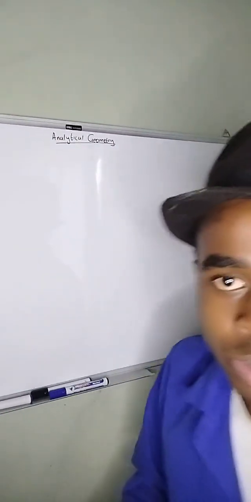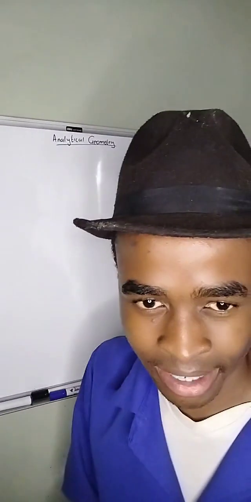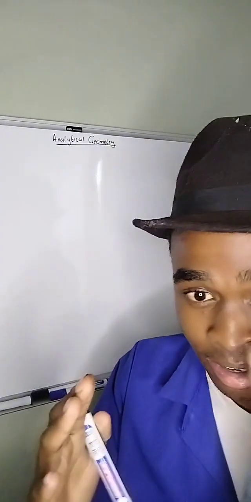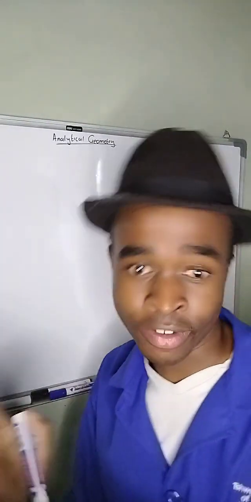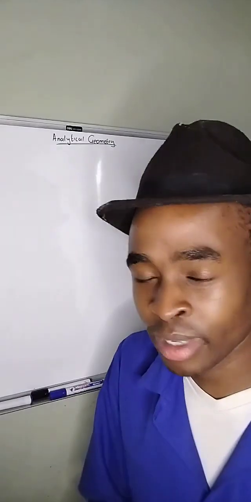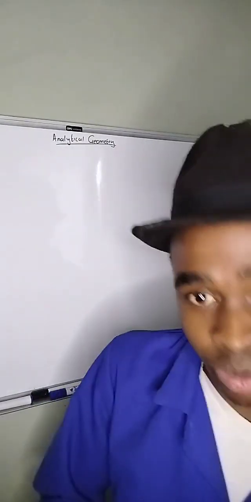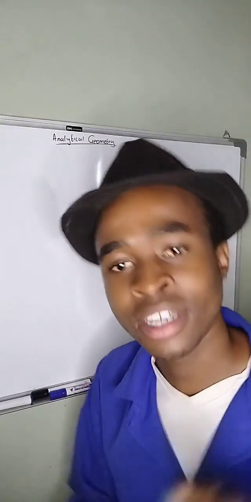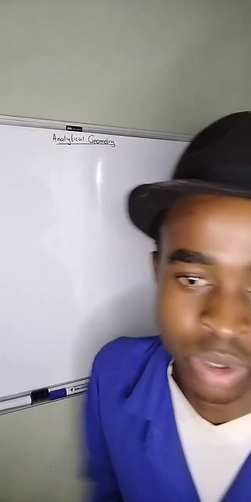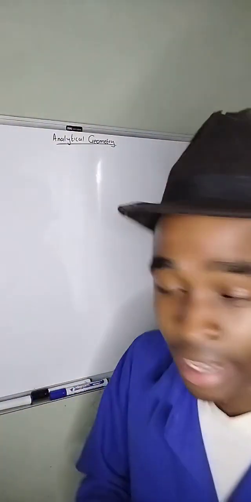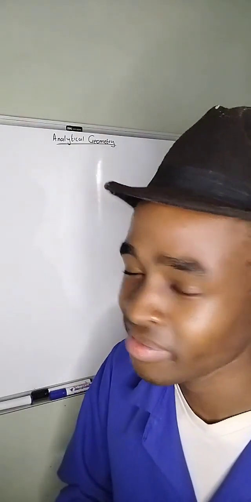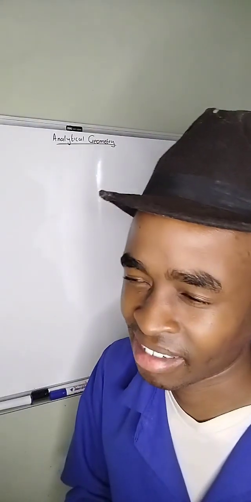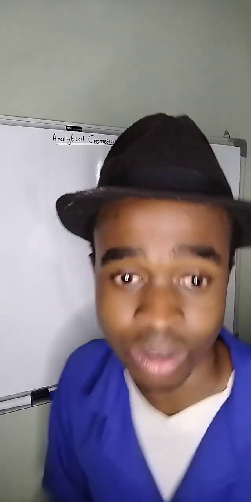So today we are going to do analytical geometry, starting at grade 11 and going to grade 12. Trigonometry, grade 11 to grade 12. Euclidean geometry, grade 11, then grade 12. Then statistics. We'll see though.